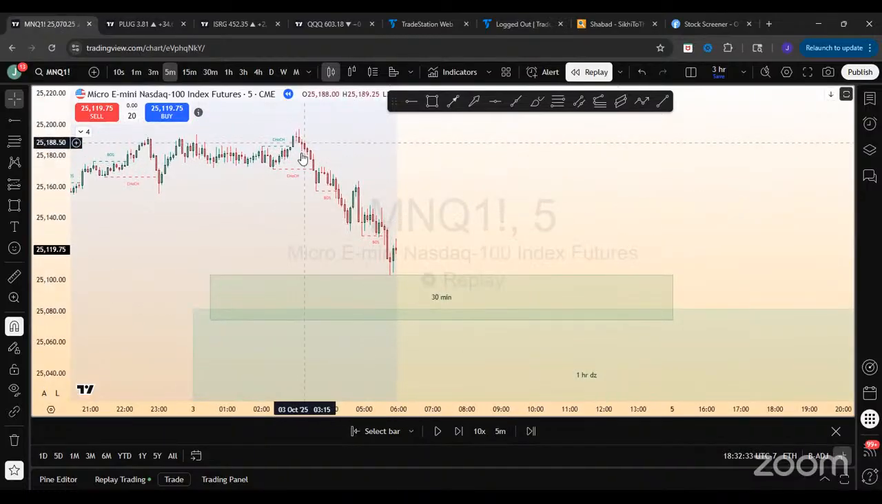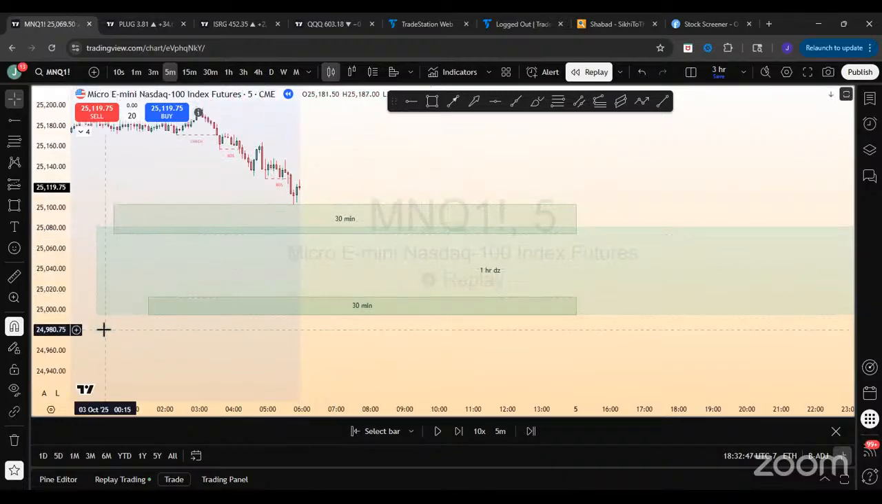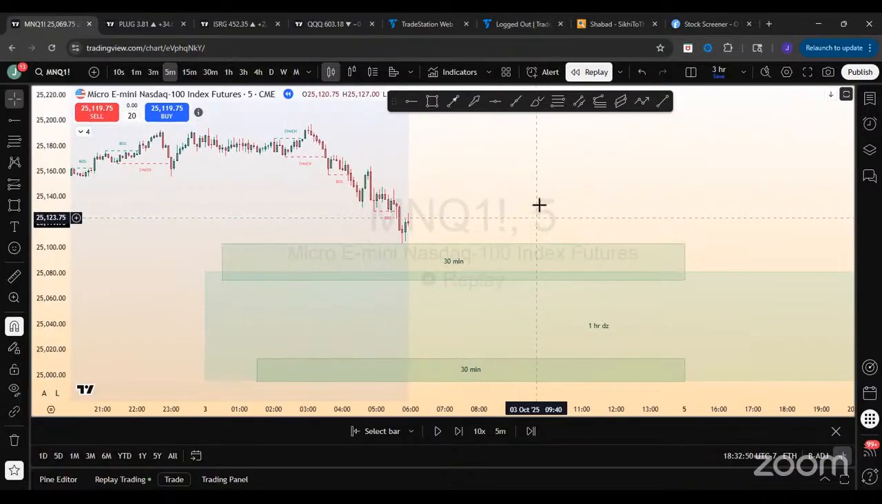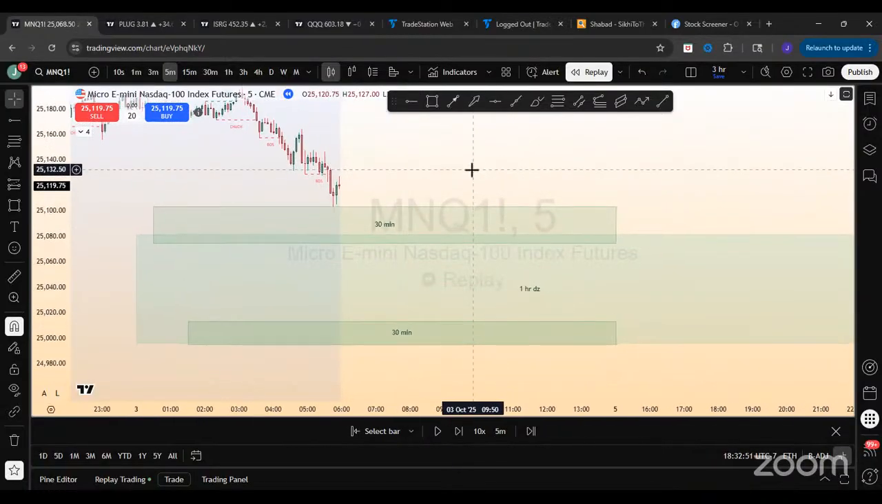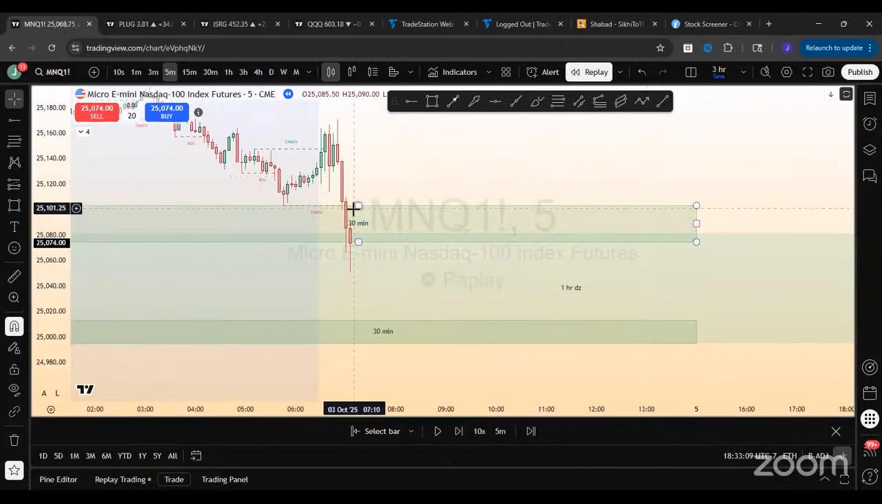So I can see that price in 5 minutes keeps on breaking structure to the downside. I want to see, so all of these, I have 1 hour and 30 minute zones. Here I'm looking for where it gives me a bullish market structure. So far, it's entering those zones, but no bullish structure.